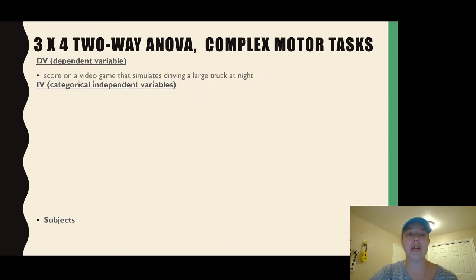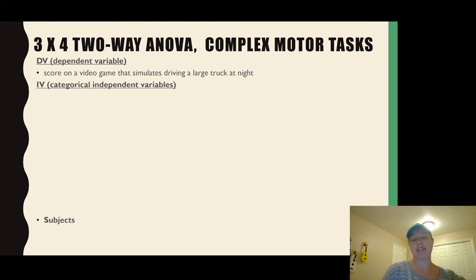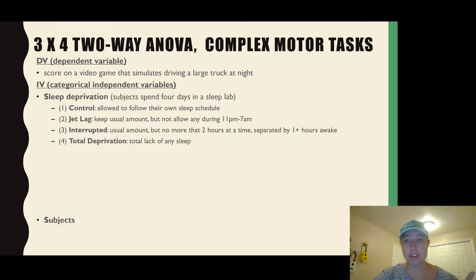In this example, we are comparing video game scores that simulated driving a large truck at night, like a semi-truck. They're looking at cognitive function, awareness, and reflexes, so complex motor tasks. The participants would get a score on this driving game that had a range, so it's a dependent variable that's continuous. Now, the participants had two different ways of categorizing them, and they were randomly assigned. The first factor was their sleep deprivation.